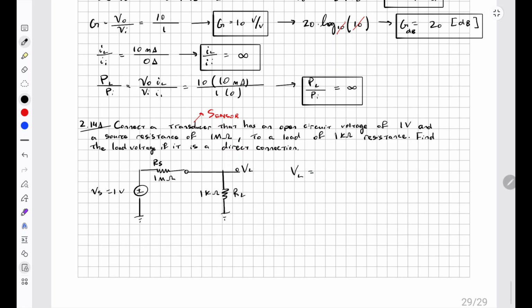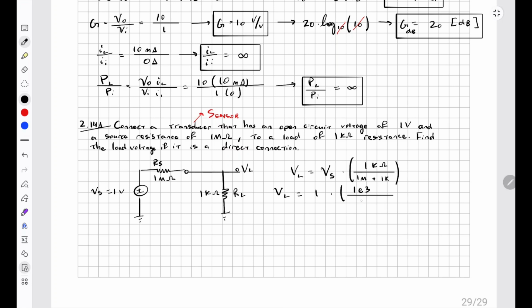So we know the voltage divider formula, so the midway point, which is VL, is just equal to the source voltage multiplied by, in the numerator, we put the lower resistor, and then in the denominator, we put the summation of the two resistors in series. And we're told that Vs is equal to 1 volt. So it's just 1 multiplied by 1000 divided by 1 million plus 1000.